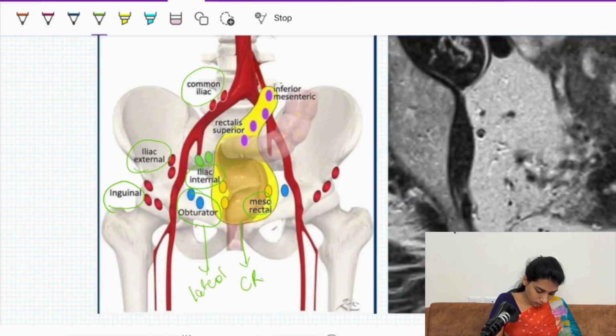So, what I mean to say is the mesorectal nodes, the internal iliac and the obturator nodes form the regional nodes. So, there are only 3 sets of nodes which are regional nodes for carcinoma rectum. The rest of all nodes are non-regional nodes. So, anything other than these 3, mesorectal, internal iliac and obturator, call them non-regional, and if they are involved, call it a metastatic disease.